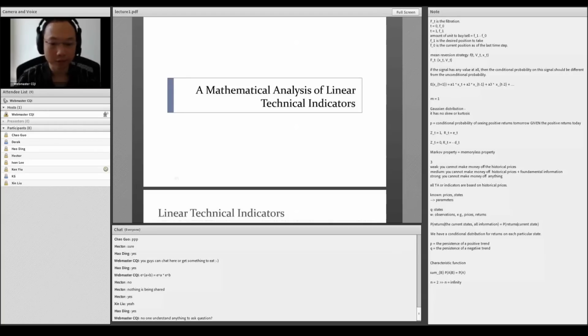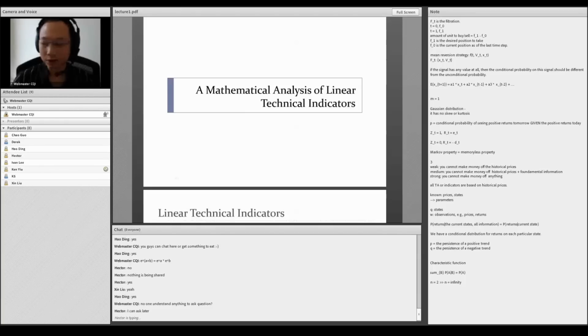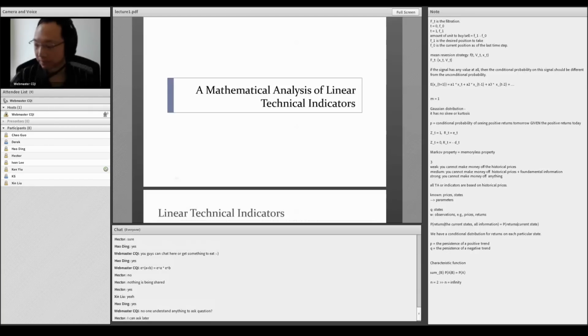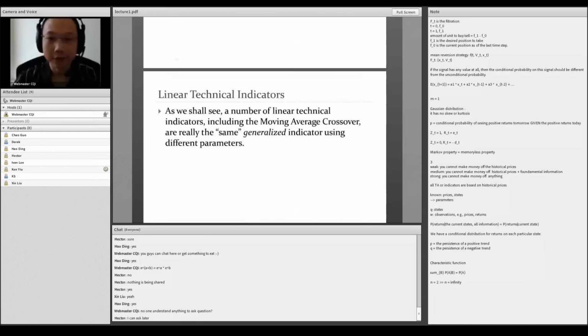So basically, in this session, I want to show you a mathematical analysis of some popular technical indicators, and I also want to bring to the same conclusion that the less information that you use, the more money that you are expected to make. So let's see if this is true from the mathematical perspective. So what's a technical indicator? A technical indicator is basically just a trading signal based on some sort of manipulation of historical prices, and we are going to see that a number of linear technical indicators are really the same technical indicators with different parameterizations.